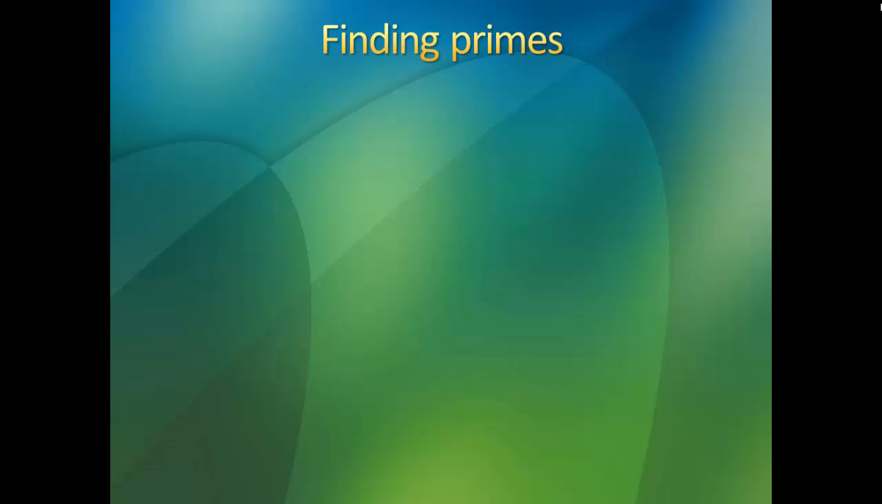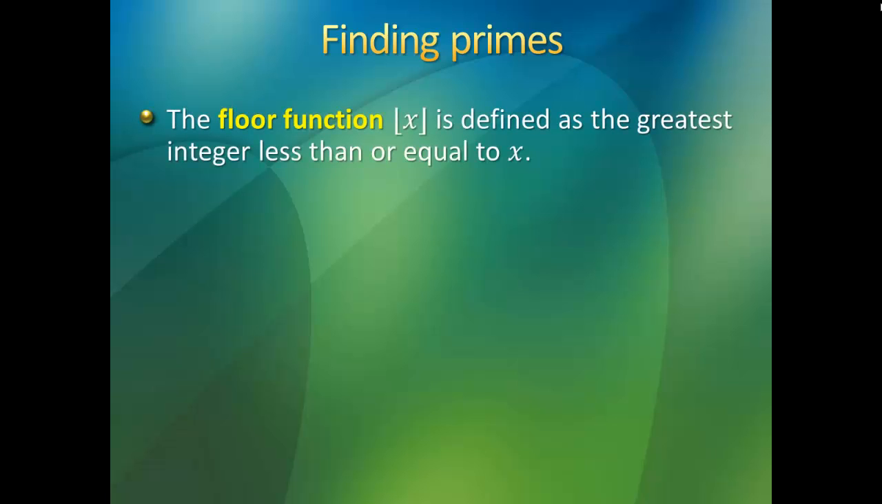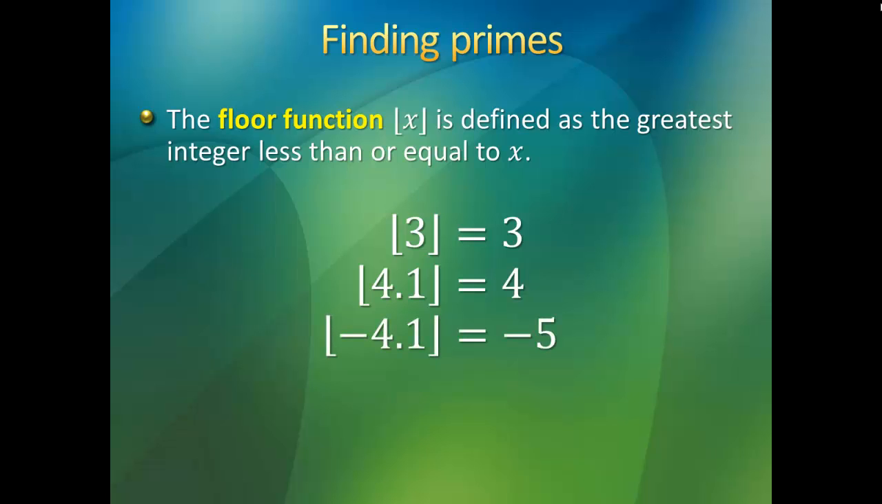One rather interesting formula makes use of the floor function, which gives the greatest integer less than or equal to a particular number. So for instance, floor of 3 equals 3, because 3 is already an integer. Floor of 4.1 equals 4, and floor of negative 4.1 equals negative 5. We always round down on the number line.